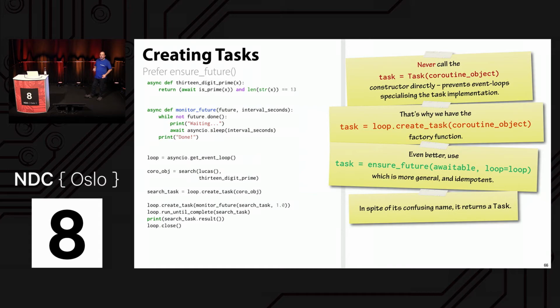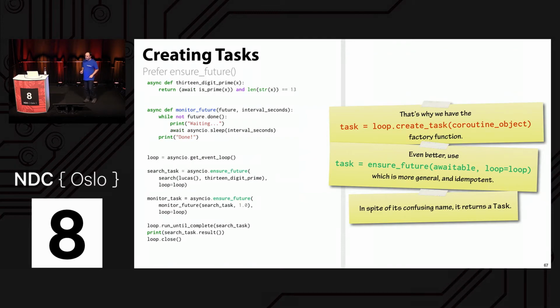So if you get the sense that some of this was kind of released to the world prematurely, but now we can never go back and fix the API, I would agree with that. So there we are, using ensure future to create our tasks. So that's the right way to do it.